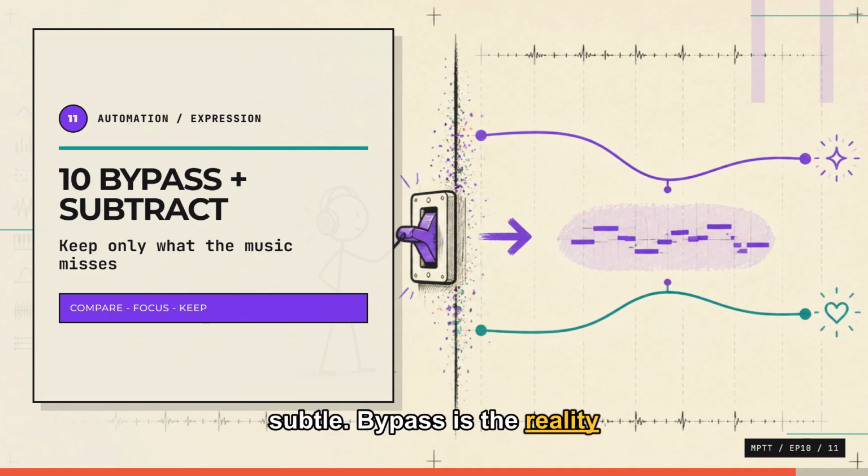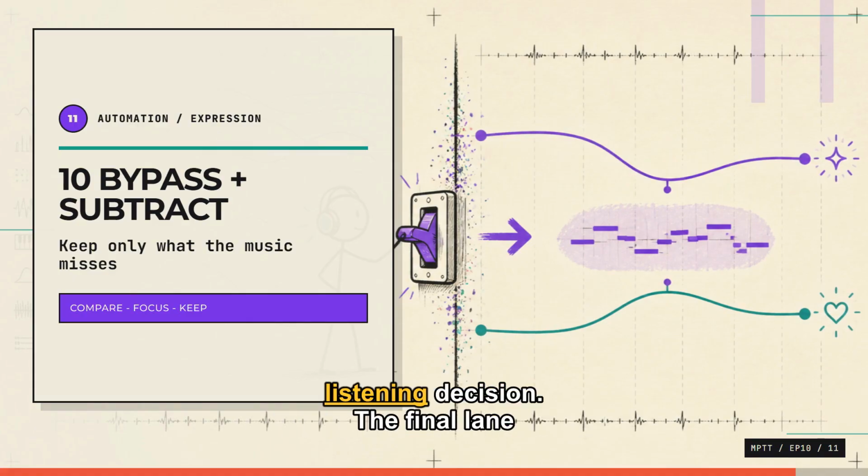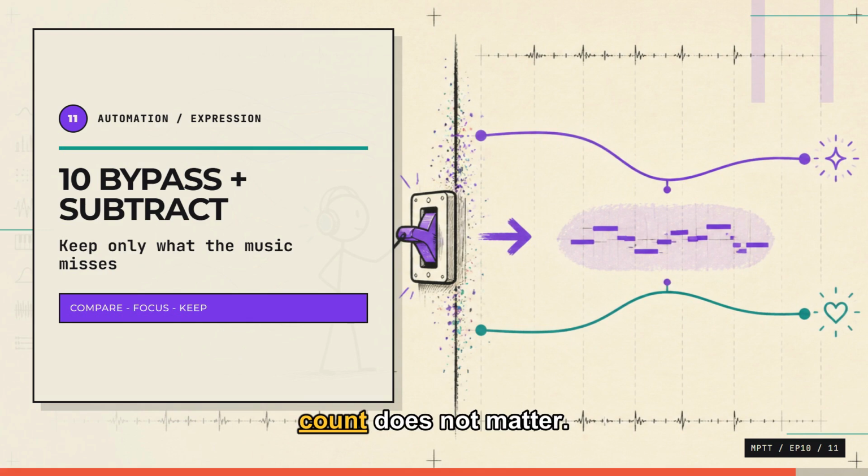Bypass is the reality check. It turns automation from a drawing exercise into a listening decision. The final lane count does not matter. The contrast between static and expressive does.